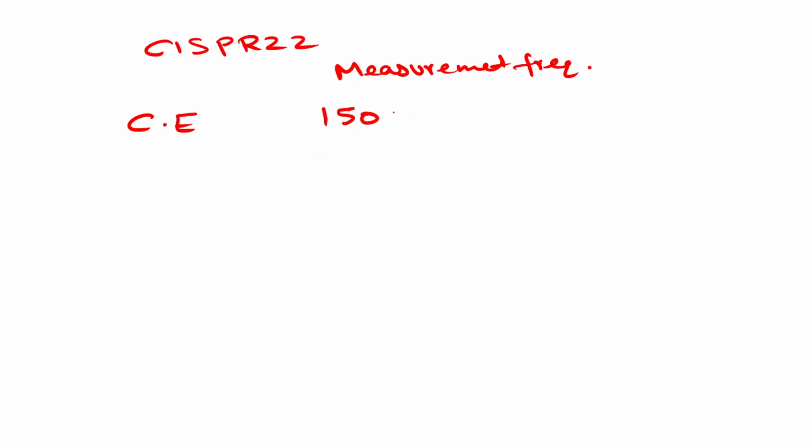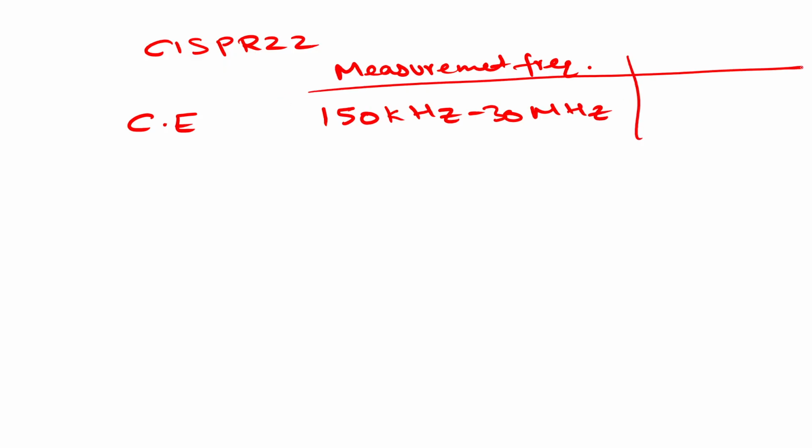Now CISPR 22. They have asked in the question about the minimum resolution bandwidth for conducted emission where the measurement frequency is 150 kilohertz to 30 megahertz. In that case, the resolution bandwidth of that spectrum analyzer should be 9 kilohertz.